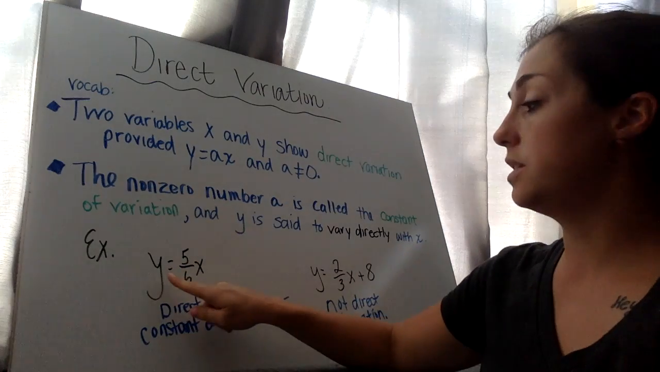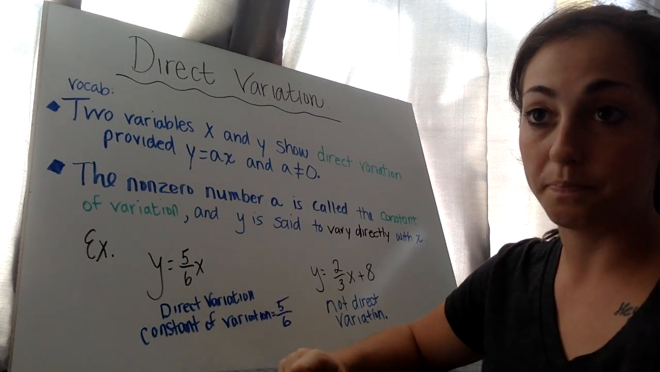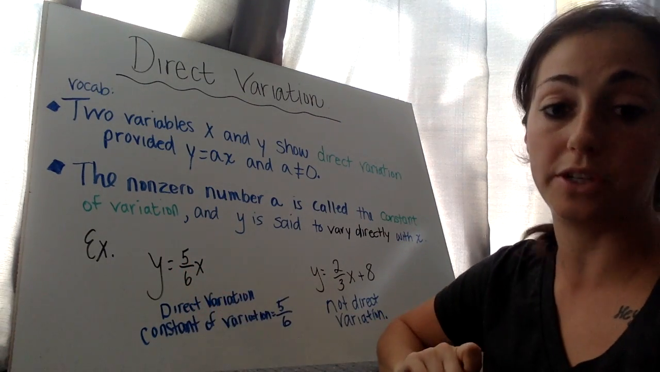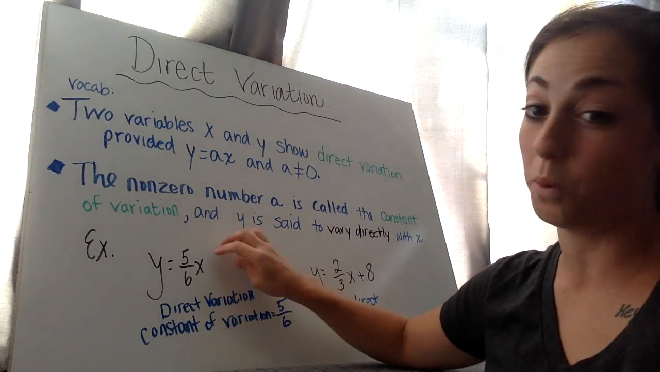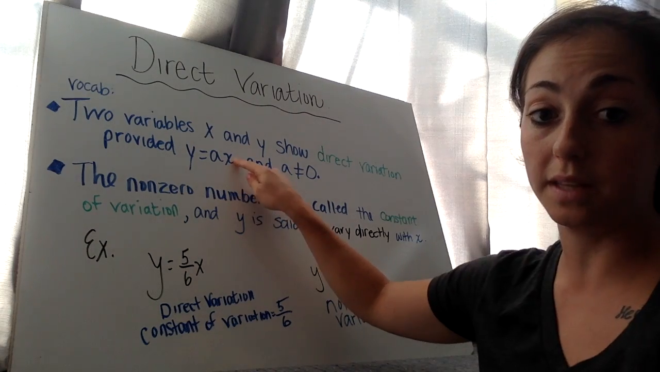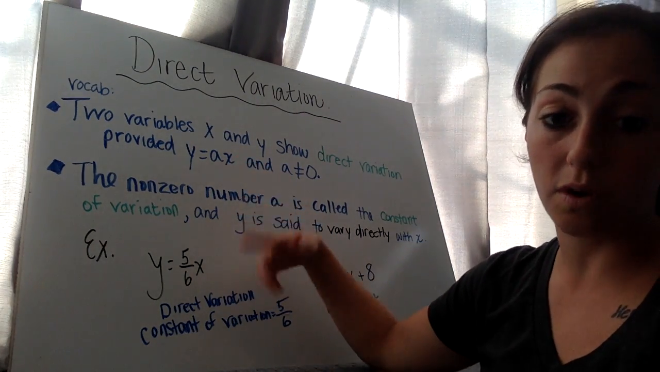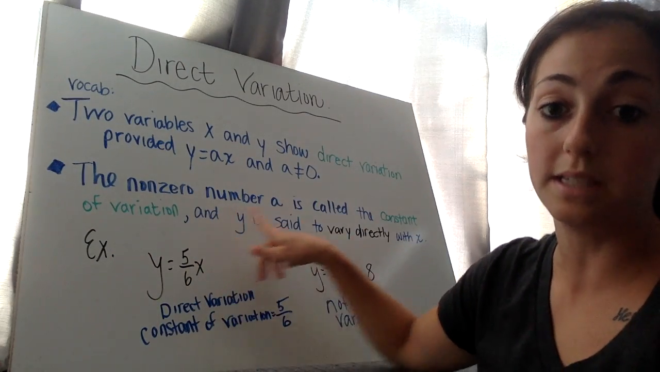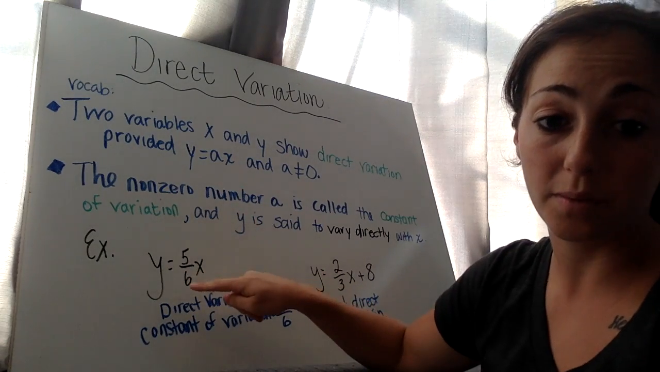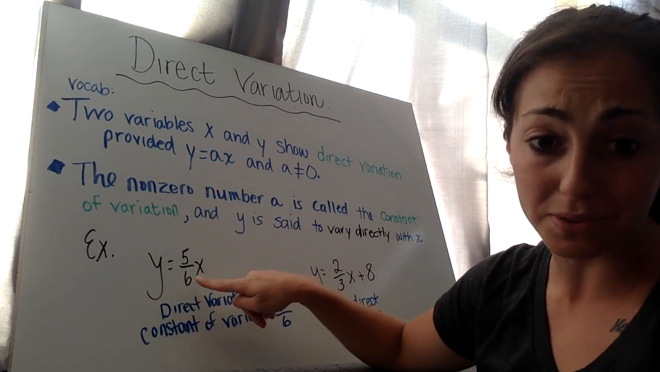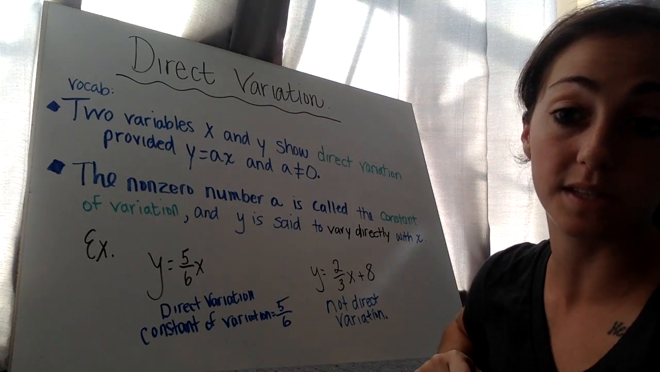So here's an example. We have y equals 5 over 6x. This is direct variation because it looks like y equals ax, right? There's nothing else there. No plus b, no y-intercept, nothing there. So this is direct variation. And the question could also be, what is the constant of variation? Well, a is the constant of variation. What's a? Well, it's the one next to the x, just like your slope, same thing. 5 over 6. So the constant of variation is 5 over 6.